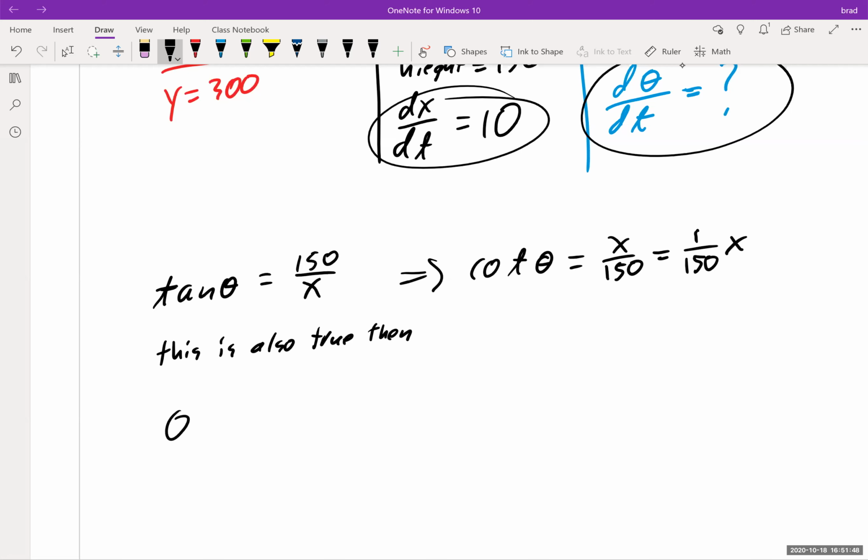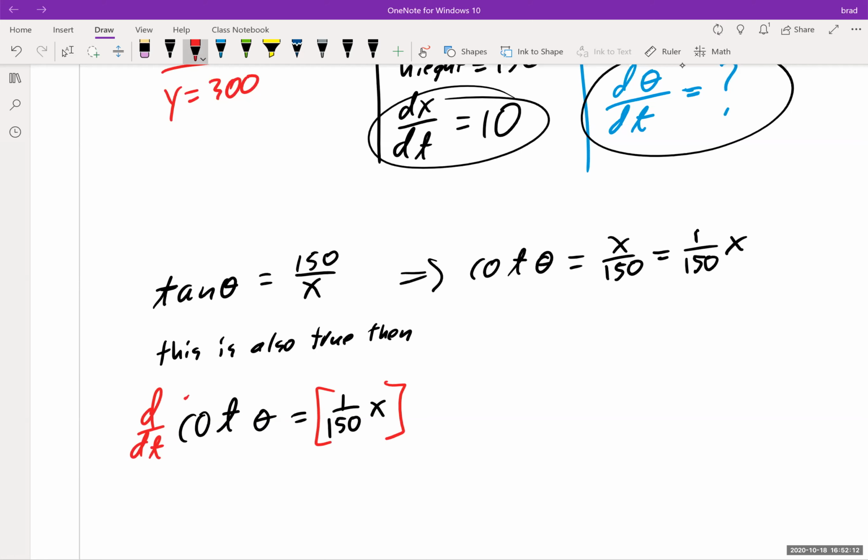And again, it's these little things. I should have done this from the beginning, but I just figured, hey, how bad can it be? But it actually gets a lot worse. And then you have decimals from here on out. So what I'm going to do is cotan of theta equals 1 over 150 times x. Okay, now I can take d/dt of both sides.